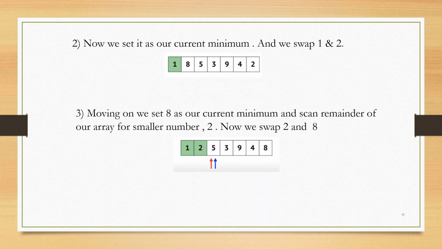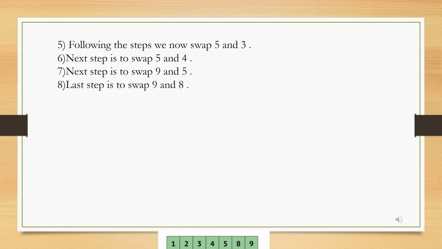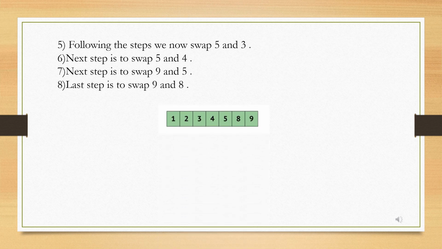Now set 8 as the current minimum. Scan the remainder of the array for a smaller number, updating the current minimum. As we progress, at the end we find 2. Swap it with 8. Following the steps, we now swap 5 and 3. Similarly, we will swap 5 and 4, 9 and 5, and 9 and 8, and we will get a sorted array which is 1, 2, 3, 4, 5, 8, 9.